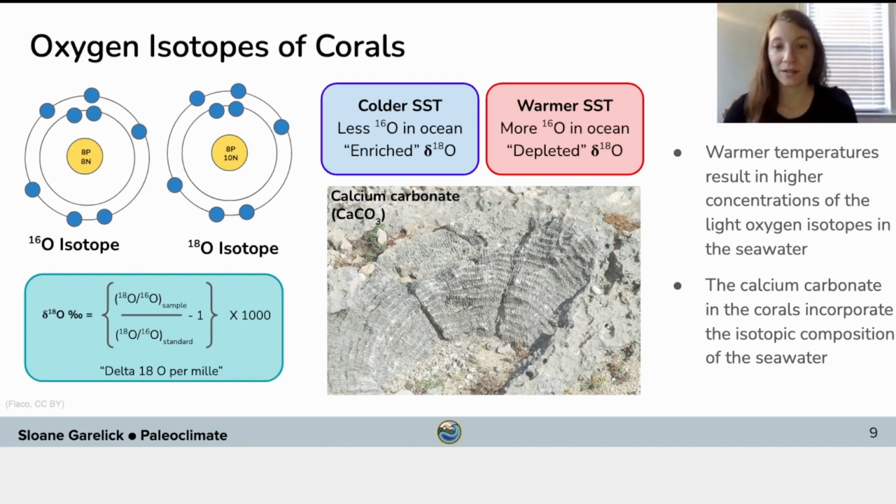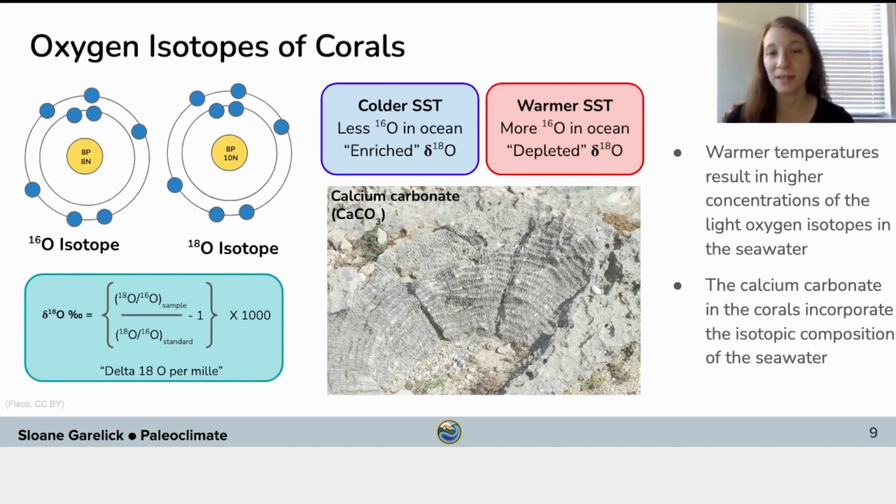The ratio of oxygen isotopes in seawater varies in response to ocean temperature. Specifically, when sea surface temperature is cooler, there's less of the light isotope in the water, and this results in a more enriched delta 18O. When there's a warmer sea surface temperature, there's more of the light isotope in the water, so this results in a depleted delta 18O. We'll go into some more details about isotopes and how they record changes in climate in tutorials later today.